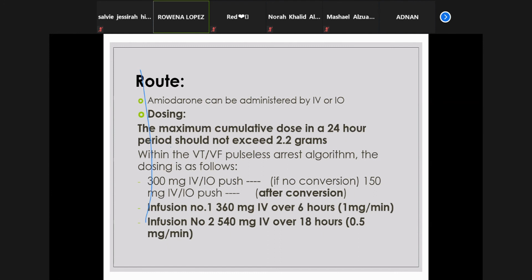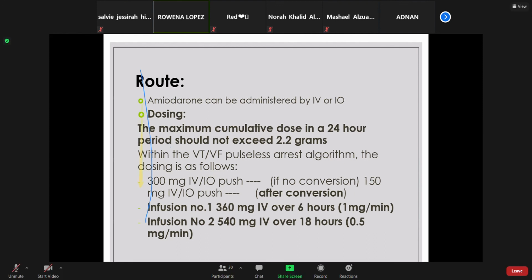So these are the dosages. It should not exceed 2.2 grams for the cumulative dose within 24 hours, okay? And I forgot to tell you that if the doctor orders amiodarone 900 to run over 24 hours, and he's not writing according to the guideline, which is 1 milligram per minute for the first 6 hours and then 0.5 milligrams per minute for the next 18 hours, I asked one of our instructors before, Dr. Hani Shaheen, he said it's okay because it will be 21 ml per hour, I guess. So it's okay as long as the cumulative dose will not exceed 2.2 grams.